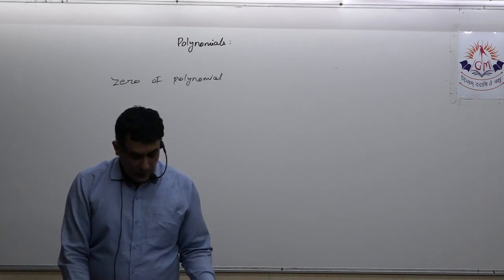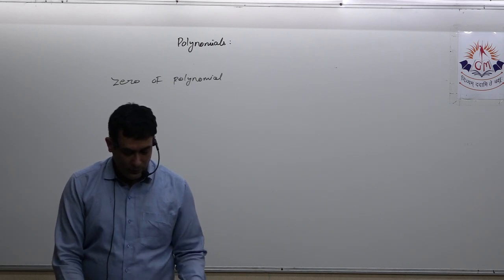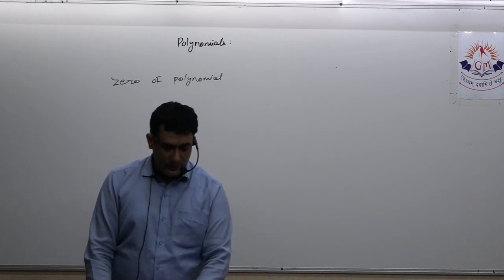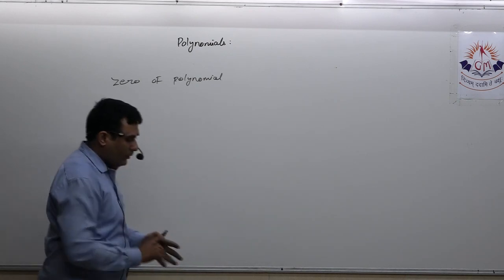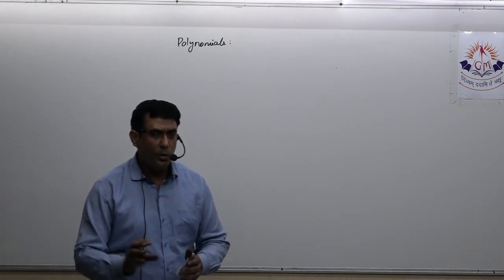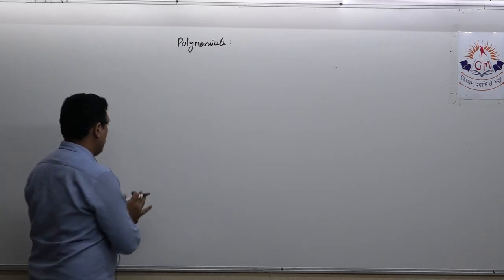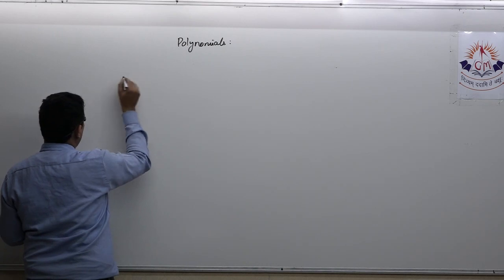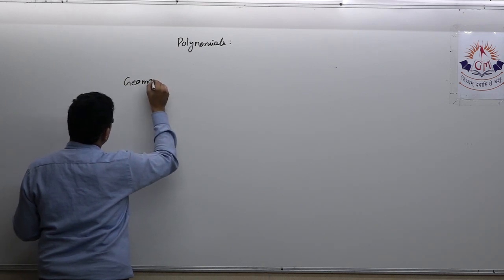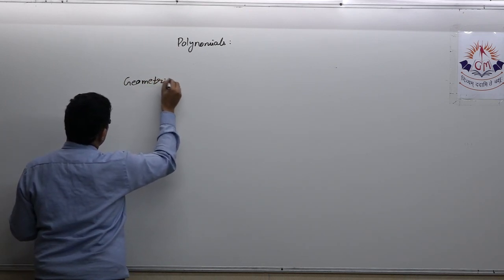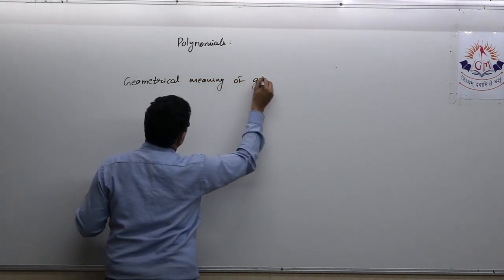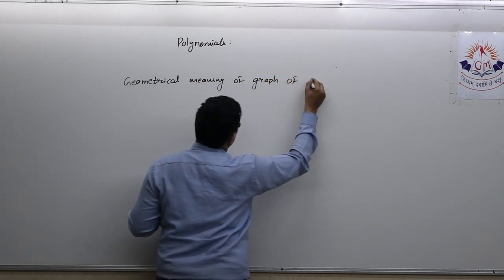Okay, we will also see how to find the zeros of the polynomial. But before that, we'll see a graph of the polynomial. So the next concept is the graph of the polynomial. See, the graph of the polynomial is omitted from your syllabus, but there is a very small thing that we have to take care of. We'll see the geometrical meaning of the graph of a polynomial.